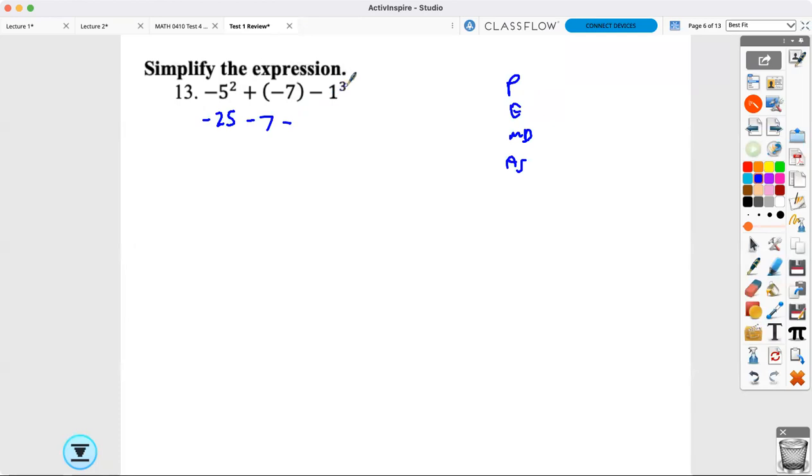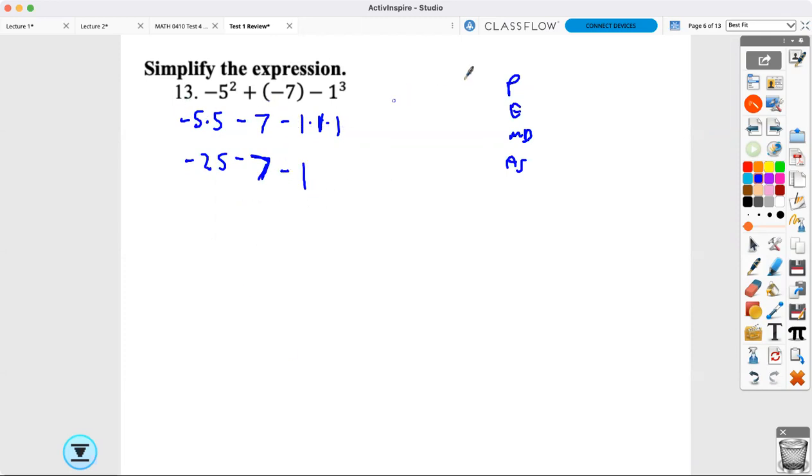Minus 1 cubed is 1 times 1 times 1. Let me expand this for you guys so you know what I'm talking about. So this is just -5 times 5 minus 7 minus 1 times 1 times 1. So -5 times 5 is just -25. We're now -7. 1 times 1 times 1 is just 1.